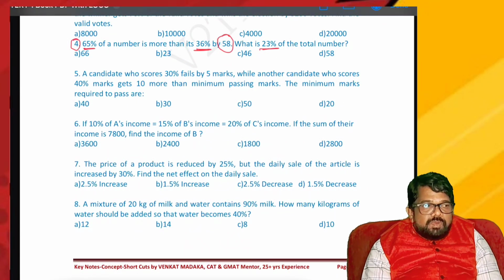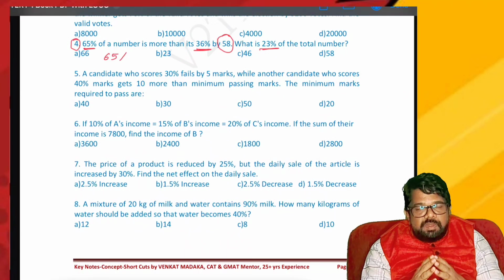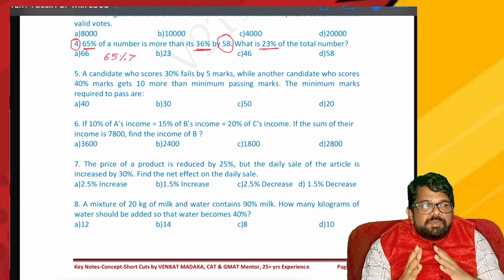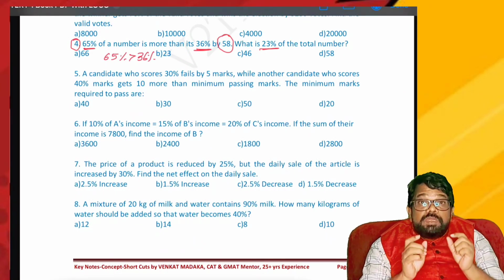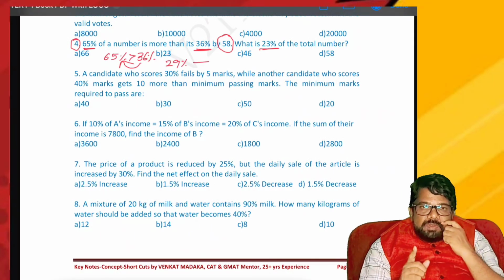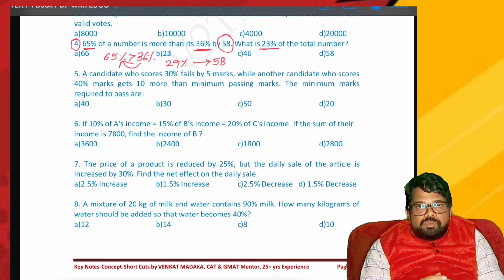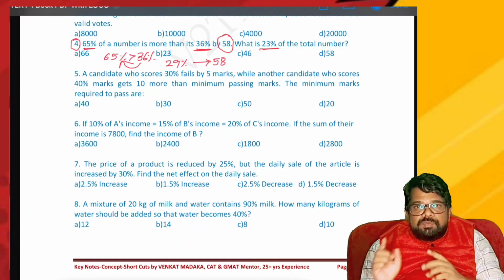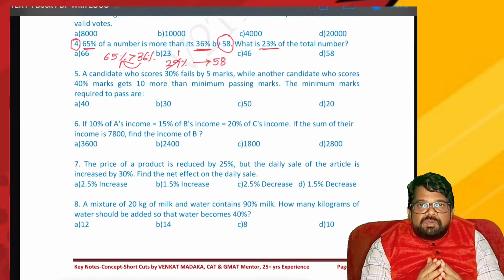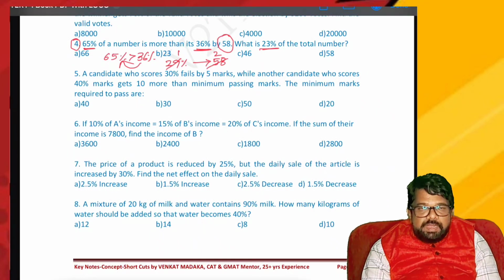Now see here. So 65% of a number is more, definitely, when compared with 36%. What is the difference between 65% and 36%? 29%. But how much more is it? 58. According to percentage, 29%. According to value, 58. So 29% value is 58. Now calculate 1% value. 29 ones, 29 twos. So 1% value is 2. Very clear. 1% value is 2.